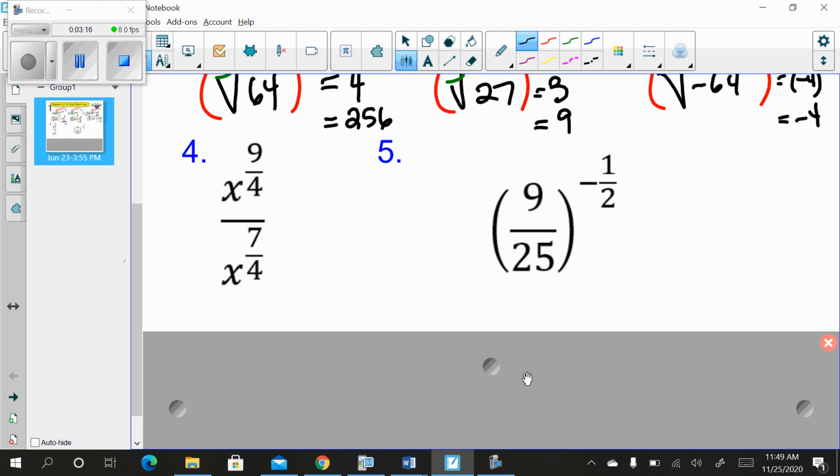All right, let's take a look at a little bit more of the exponent rules now, and some interesting things that can happen with these rational exponents. So for the next one, we're going to try to do dividing. And remember, when you divide two things with the same base, what do we do with those exponents?